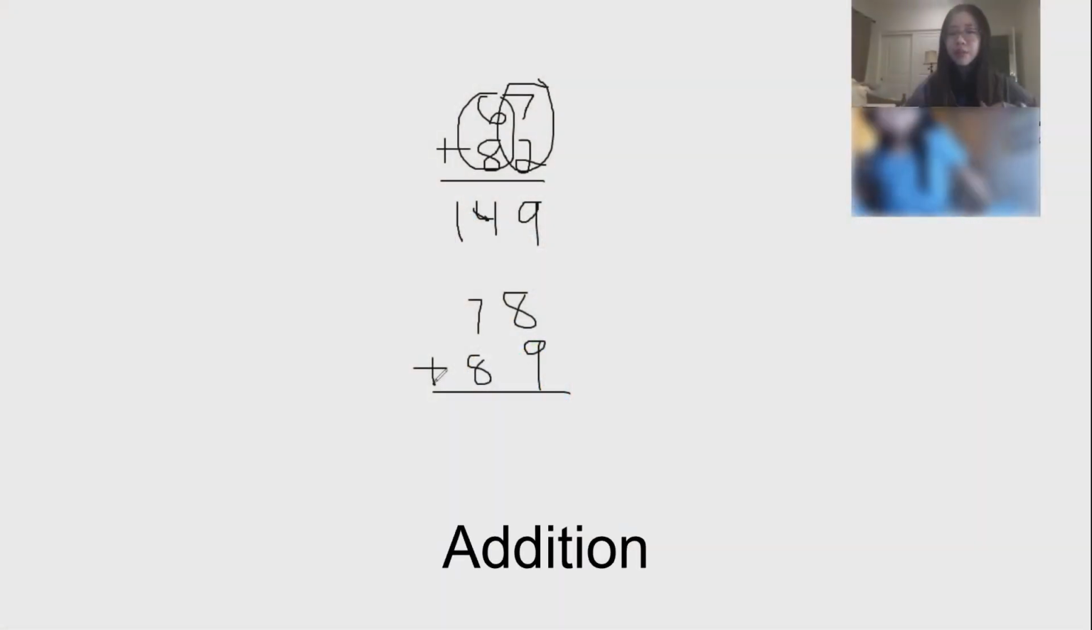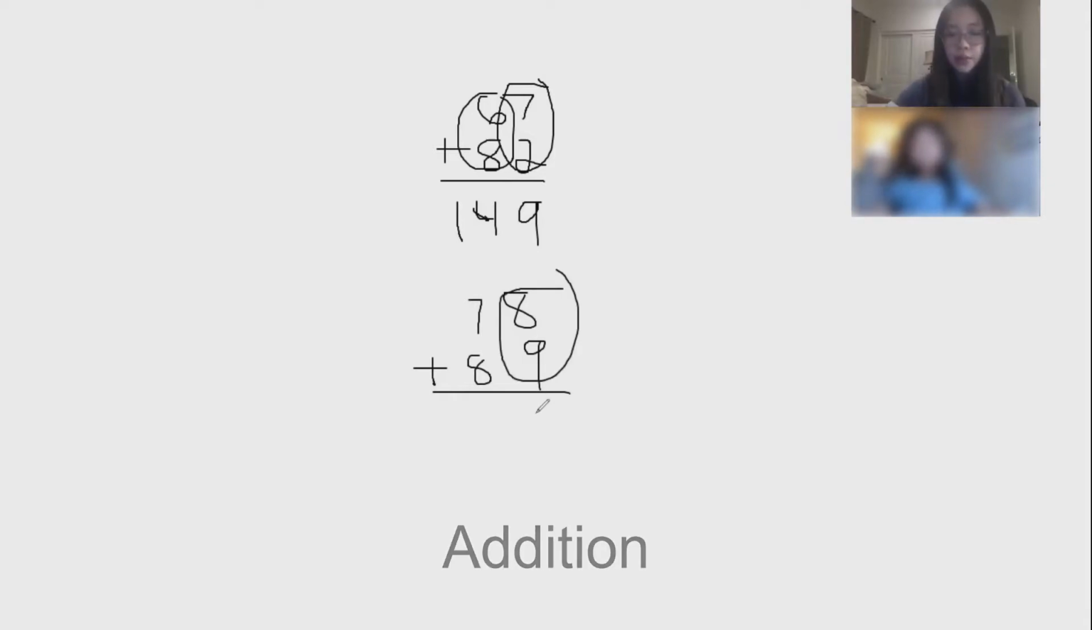The first step is to add the ones, right? So what do you get from the ones? 17, right. So there's an extra 10, so we don't want the extra 10. So we're just going to put 7 and carry the extra 10 right here.